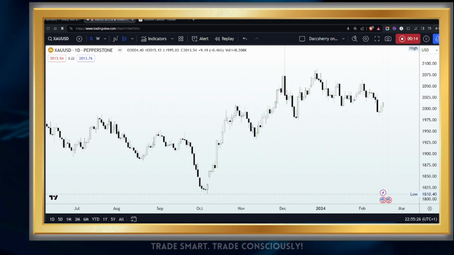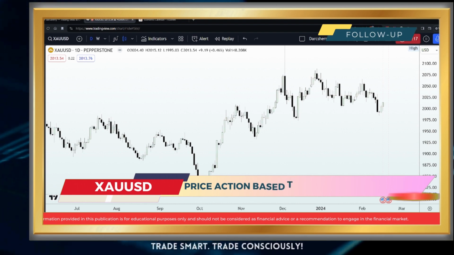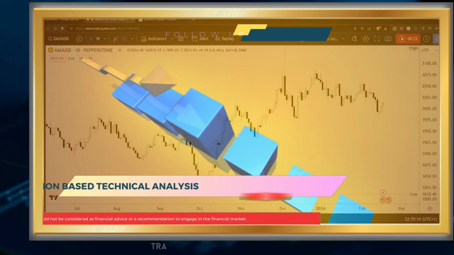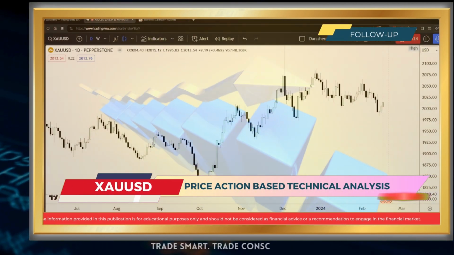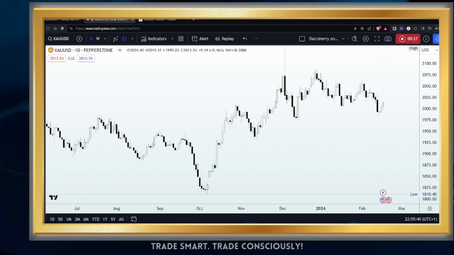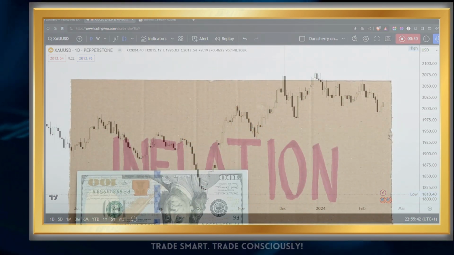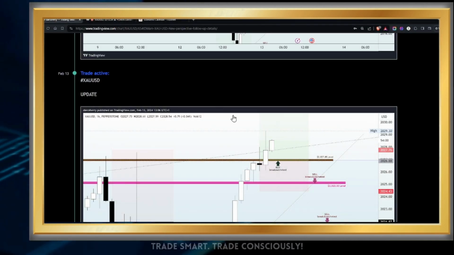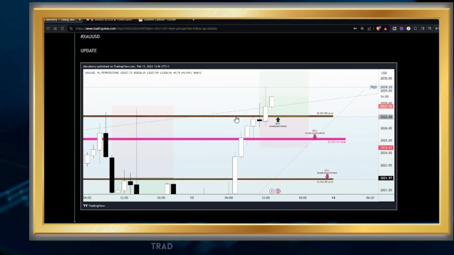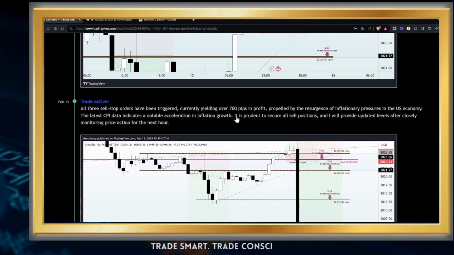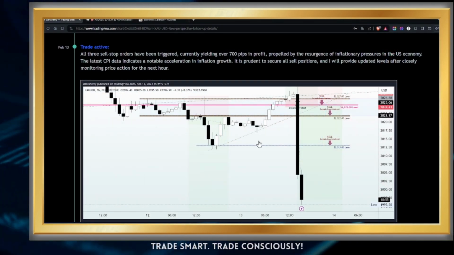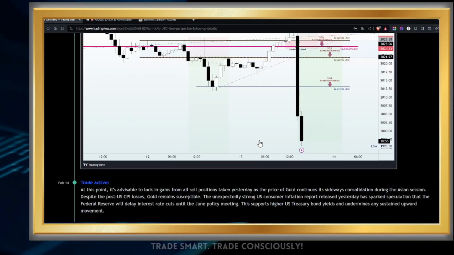I'm Sheriff Daramola, and today we are diving back into the XAUUSD chart as the gold market showed some sign of a rebound following the recent sharp decline triggered by the unexpected inflation data from the United States. The key moment from last week's trading setup didn't happen until Tuesday, when we successfully scooped in over 750 pips from three sell positions after the US CPI data came in hotter than expected.